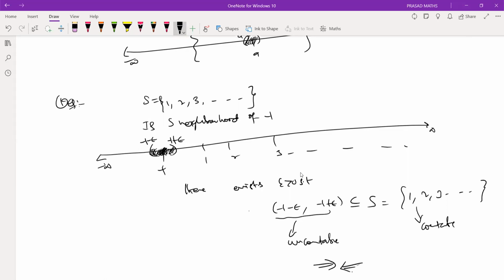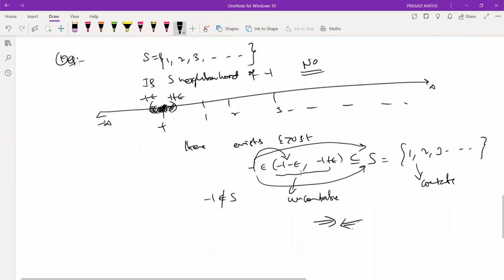In fact, minus 1 is contained in the interval, but minus 1 is not in the natural numbers. So therefore it's a contradiction again, right? So S cannot be a neighborhood of minus 1. Why? Because if such a neighborhood exists, minus 1 should be in the neighborhood. But is minus 1 in the set? No. Therefore our assumption is wrong.